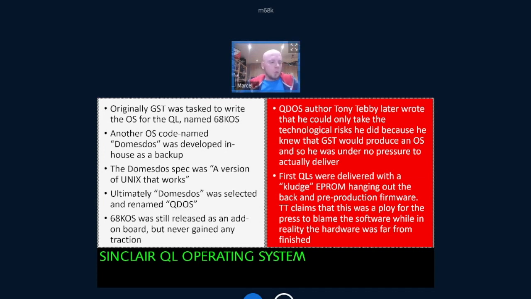Yeah, the first QLs were actually delivered with another EEPROM hanging out the back and a pre-production firmware, even though apparently the production firmware was already available, because Sinclair wanted to blame the software for the delays they had. Basically, they said they could deliver QLs 28 days after presenting the computer, and nothing worked at that stage. And they collected money, pre-orders, and that's illegal. So that was apparently some way to shift the blame.